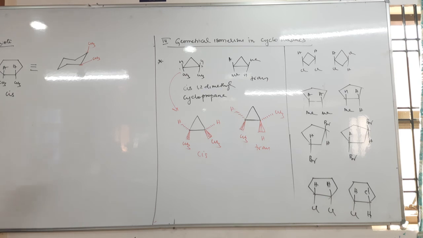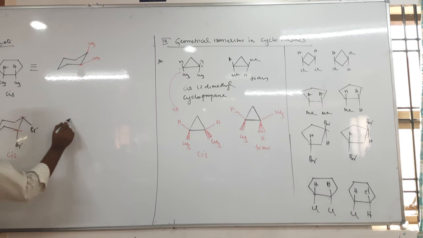Now I'll write one more example. We try to identify cis or trans. Let us take bromine. This is bromine. Cis or trans? Cis, because this is a plane, below the plane, and this is also below the plane. Therefore the two bromines are below the plane, cis. Next, one more.